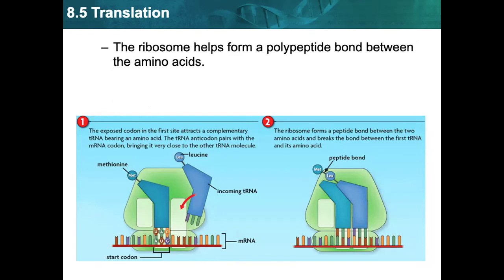So the ribosome helps form a polypeptide bond between the amino acids. So polypeptide, that's just the name for a protein bond. It's a bond between amino acids, which creates the protein. So right here, you have a bond between amino acids, methionine and leucine. That is the peptide bond that joins them together to create the protein.